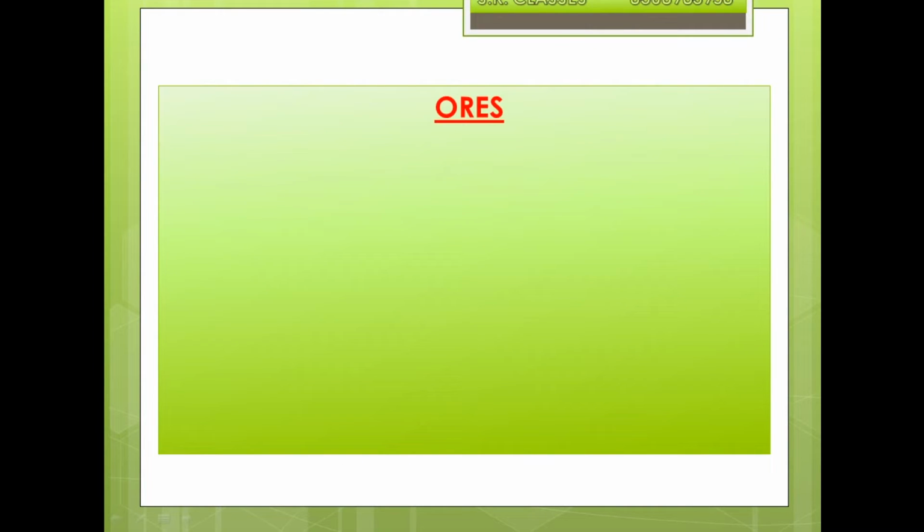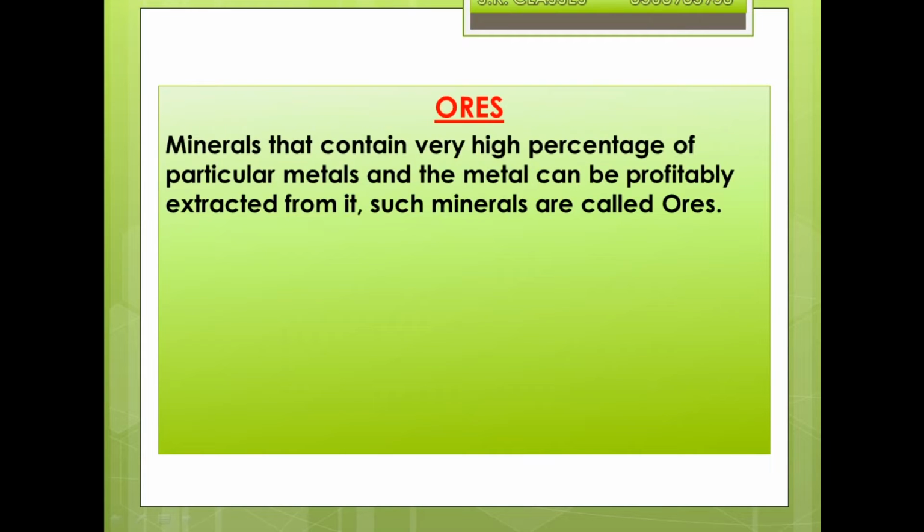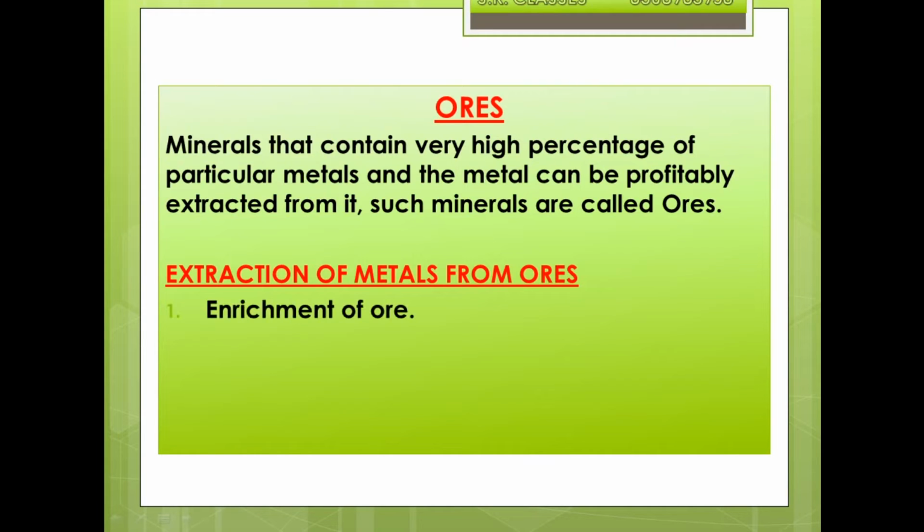I am going to define some important factors which are important for the discussion of metals. For example, ores: minerals that contain a very high percentage of a particular metal and from which the metal can be profitably extracted are called ores. Now I am going to discuss how metals can be extracted from ores. First one, enrichment of ores by cleaning them with water. Second one is extraction of metals. And third one is refining of metals.